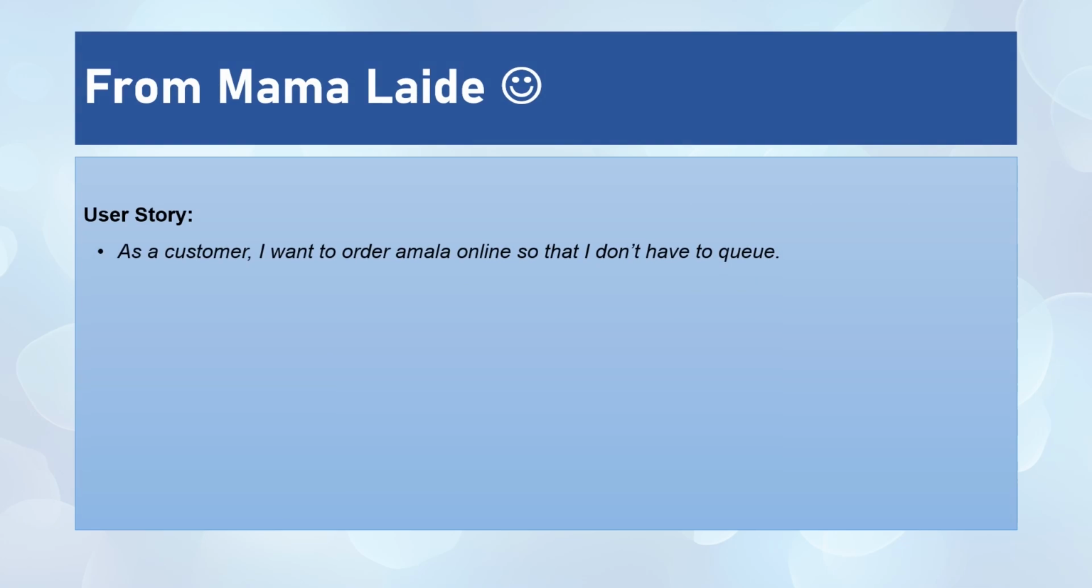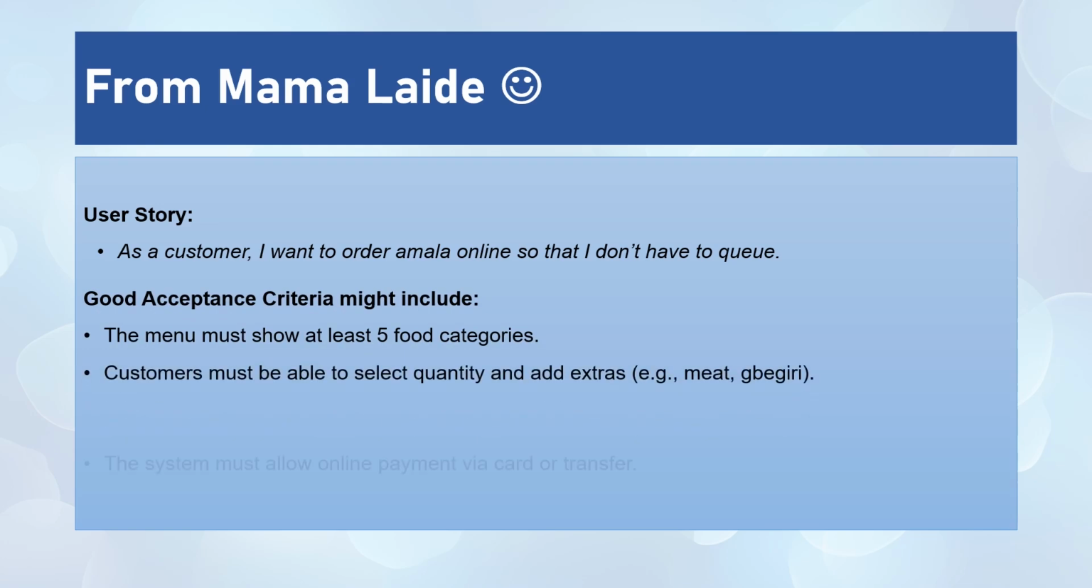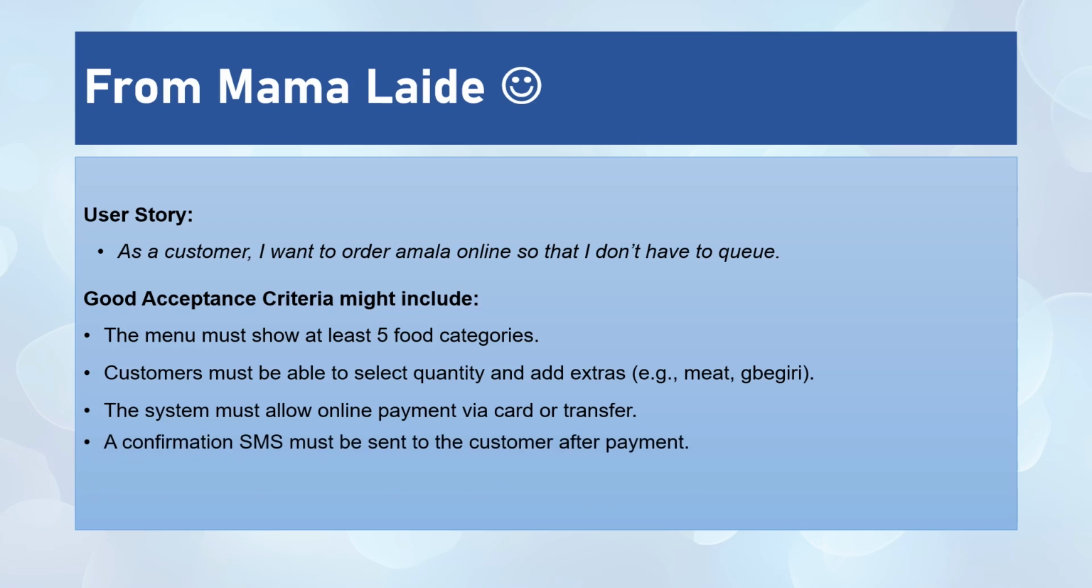Good acceptance criteria for that might include stuff like: the menu should show at least 5 food categories. Customers must be able to select quantity and add extras, for example, meat or begiri soup. The system must allow online payment via card or transfer. A confirmation SMS must be sent to the customer after payment. These criteria show exactly what done would look like.